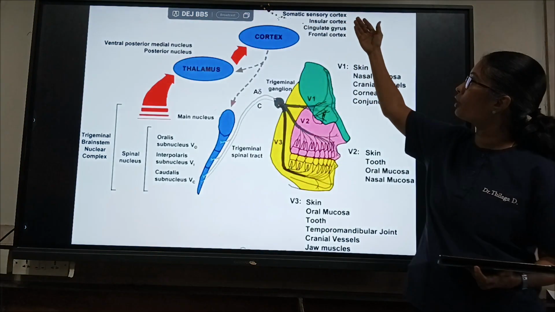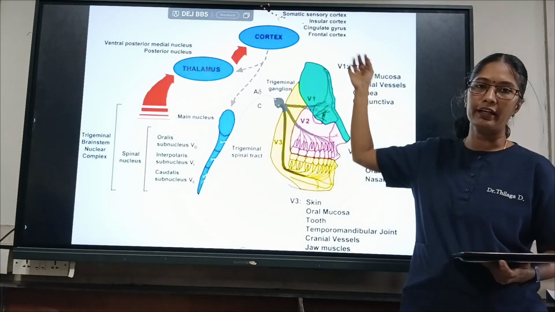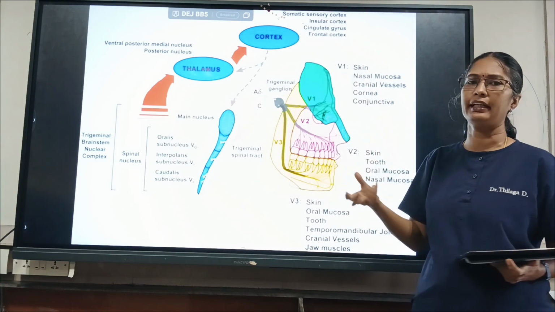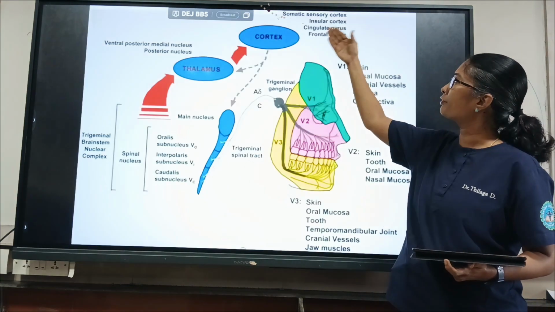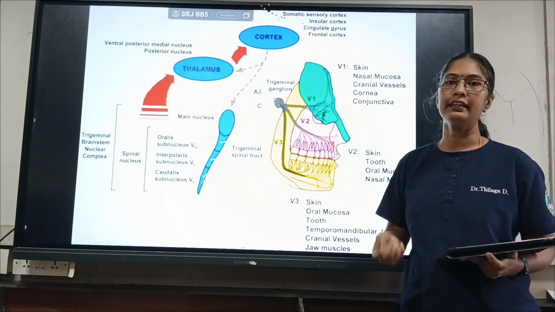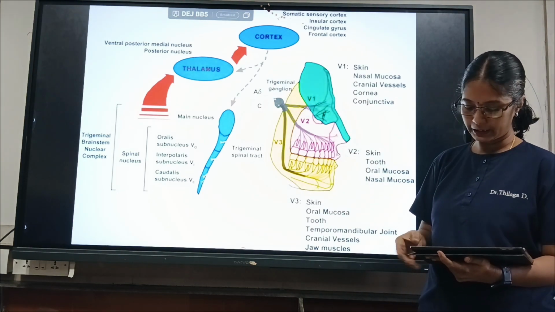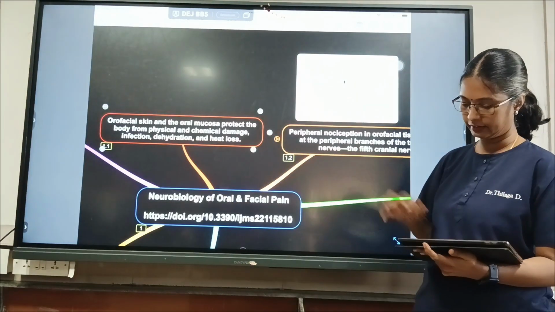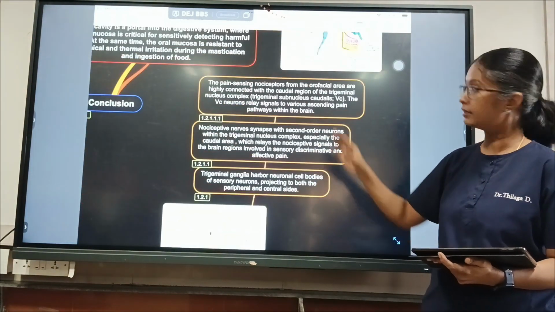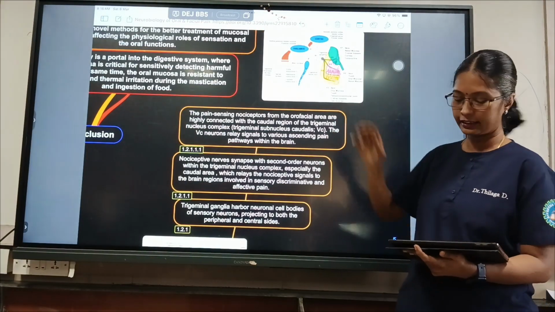In the last seminar we mentioned the somatosensory cortex, insula, cingulate, and frontal cortex. All these somatosensory areas handle the location and intensity of pain, whereas the frontal cortex displays the emotional part of pain. So this is how pain is perceived from the orofacial tissues. This is what is mentioned here. So we have the spinal nucleus, which plays an important role.